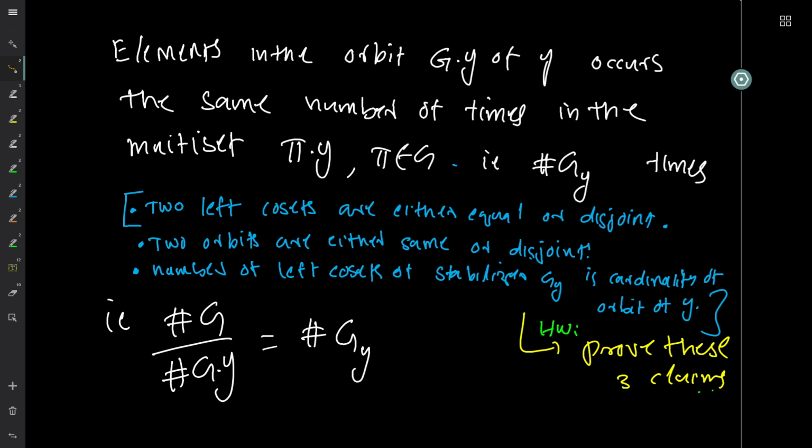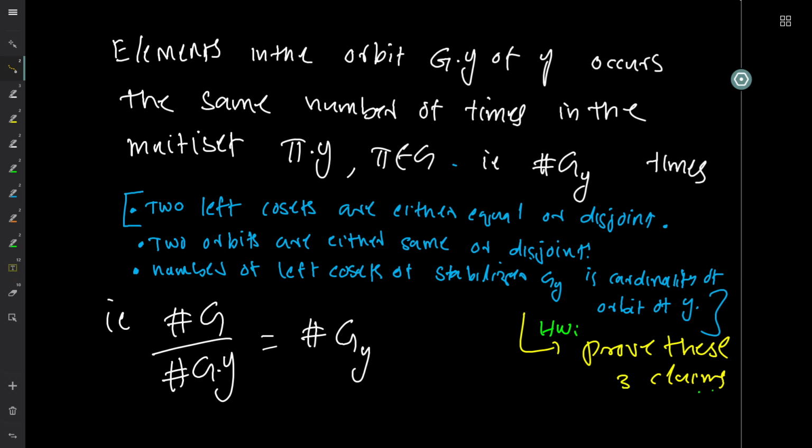So what are basically the orbits? If I take an element and look at all the other elements to which this element is mapped by elements of G, this forms the orbit of y. Right? So therefore, it makes sense to denote it by G y or G dot y.